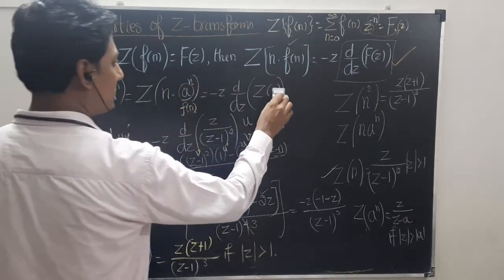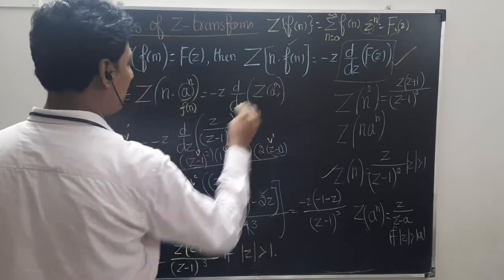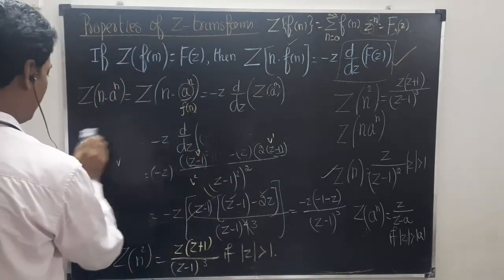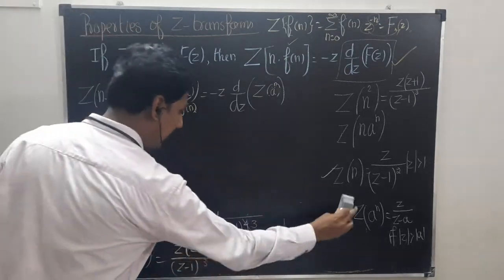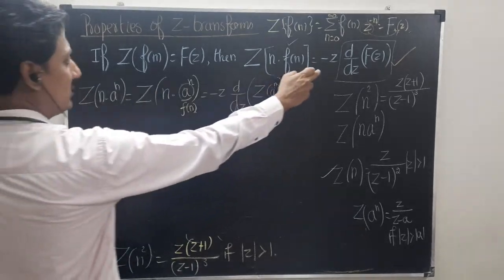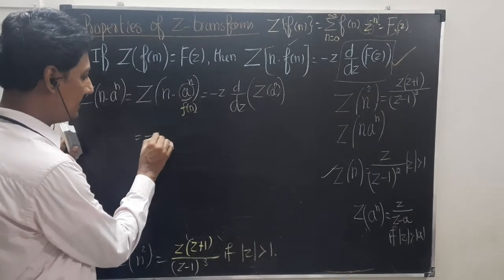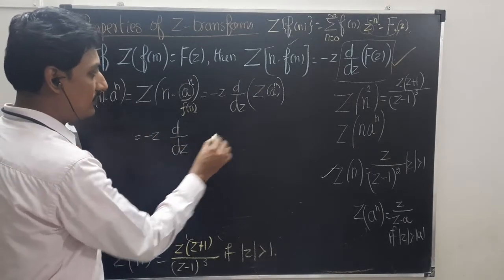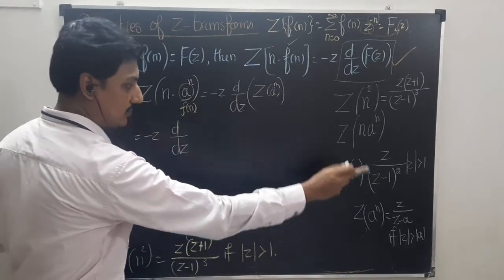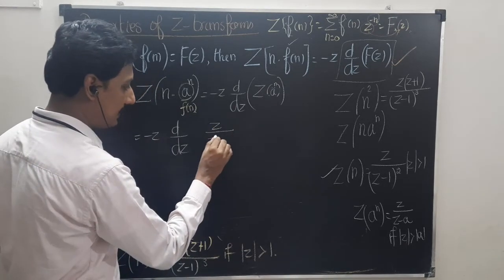So what's the Z transform of a to the power n? By using this property, it is minus z into d by dz of the Z transform of a power n. The Z transform of a power n is z by z minus a.